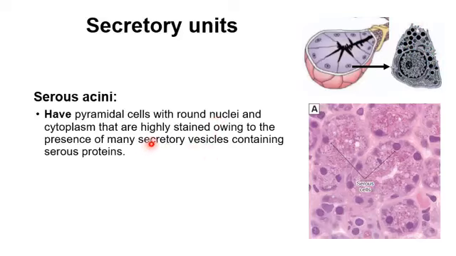Serous acini secrete watery fluid, which includes water, electrolytes, and enzymes like salivary amylase and lipase. These enzymes start the digestion in our oral cavity.